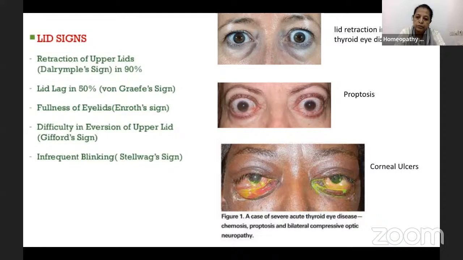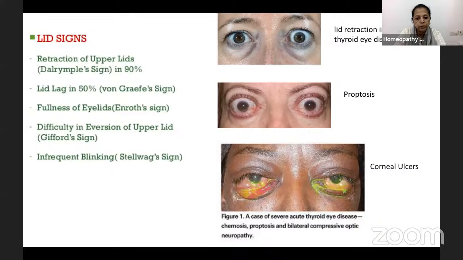Now, because of proptosis, there is exposure keratitis. That means the lids cannot close over the eyeball, so there is exposure. Because of exposure, there is a corneal ulcer, and the patient starts complaining of watering and severe pain. This is a severe condition. Whenever this happens, you have to go for surgery and decompress the orbit. So this is a very severe type of hyperthyroidism where you get this sign.